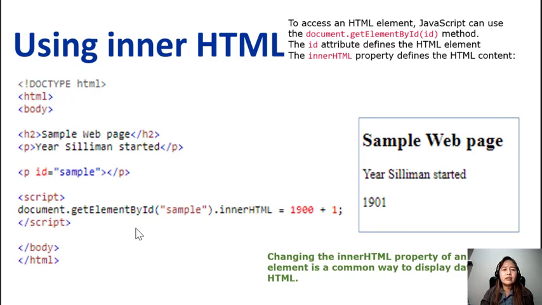So when you run this code, because it doesn't have any button, automatically the output that you will see on your screen is sample web page, year Silliman started, and then 1901. There is no need for you to click anything for the 1901 or for this script to be performed. So changing the innerHTML property, which has been discussed since the beginning of our discussion in JavaScript, is a very common way to display data in HTML. So please try this one out and pause the video for a while.